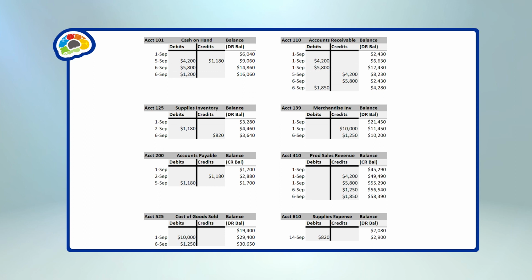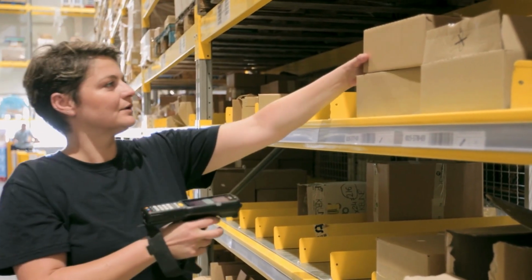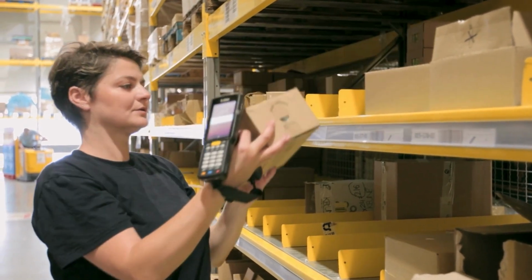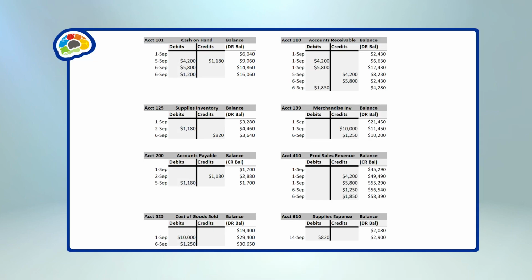Let's look at a couple of examples. We'll start with accounts 125 and 610, supplies inventory and supplies expense. Consider the following basic scenario. Items worth $820 are taken off the shelf out of inventory. We then record that action by decreasing account 125, supplies inventory, and increasing account 610, supplies expense. Remember, there are always two steps in double entry accounting. To decrease supplies inventory, the account is credited $820. At the same time, the supplies expense account is debited $820.